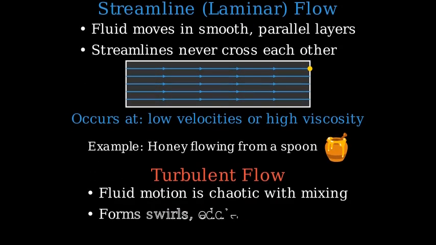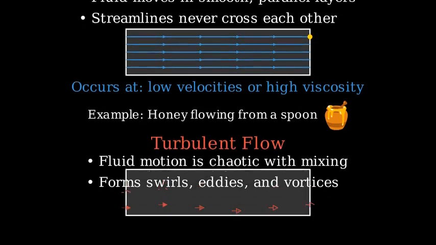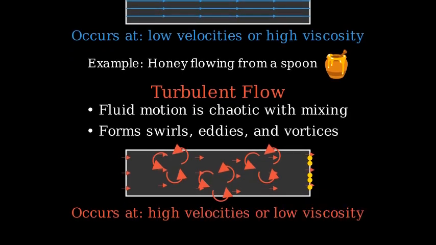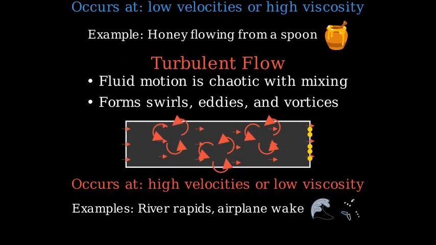Now, let's contrast this with turbulent flow. In turbulent flow, the fluid motion becomes chaotic and unpredictable. Instead of smooth layers, we see swirls, eddies, and vortices forming throughout the fluid. Particles no longer follow straight paths, but move erratically, crossing between different layers and mixing vigorously. Turbulent flow typically occurs at high velocities or in fluids with low viscosity. Think of rapids in a river or the wake behind a fast-moving boat.